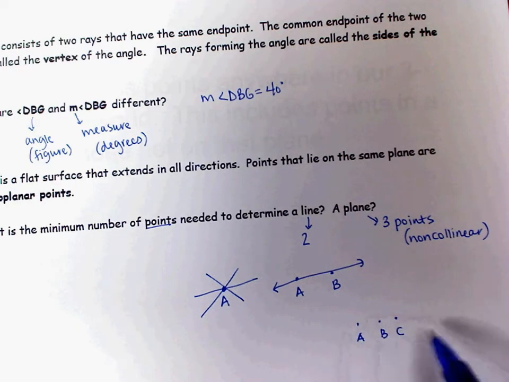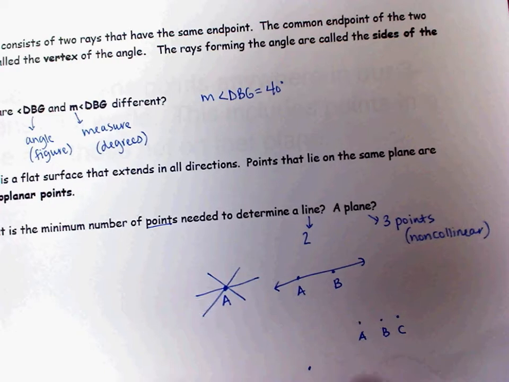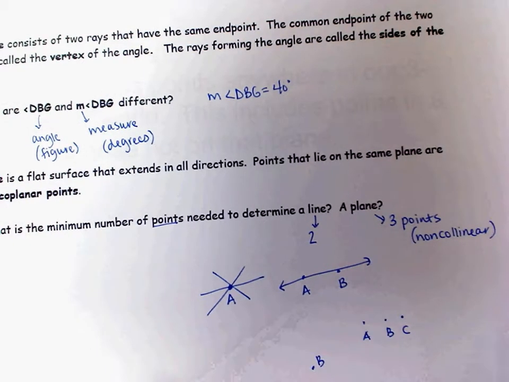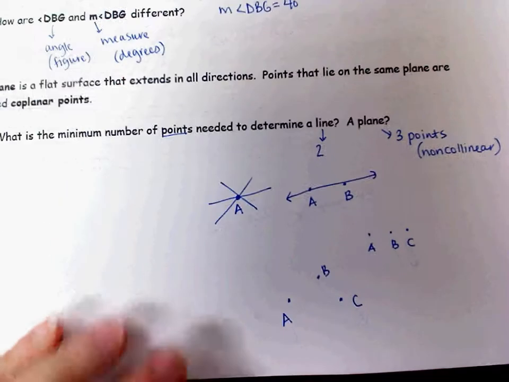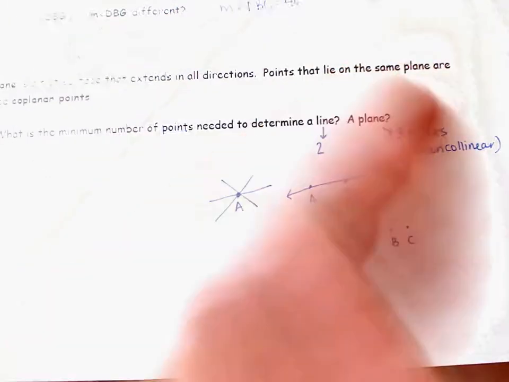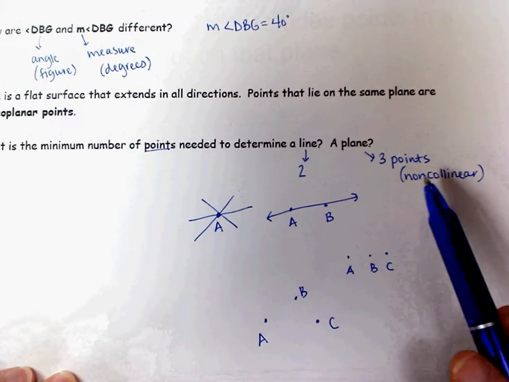But once I draw 3 non-collinear points, there's only one plane that contains all those 3 points at the same time, and that's this piece of paper itself. I can't create another plane that can go through all of those at the same time. So you need at least 3 points, but they have to be non-collinear.